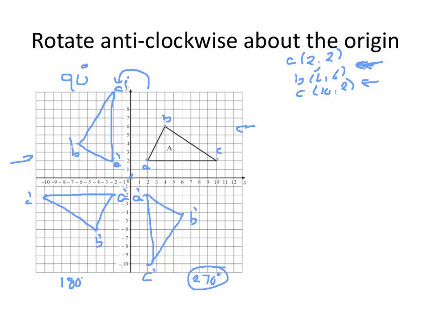Because we had to swap our x and y. X and y swap when we go 90 degrees, and x and y swap when we go 270 degrees. And then you just see which quadrant you land up in to see if it's positive or negative. And that's rotation.